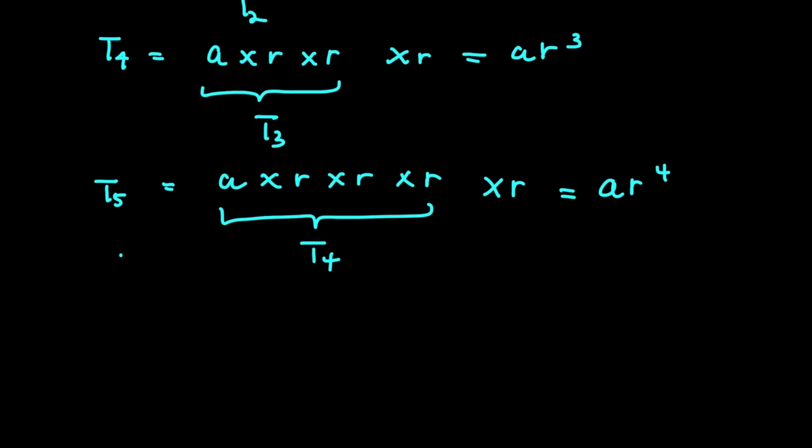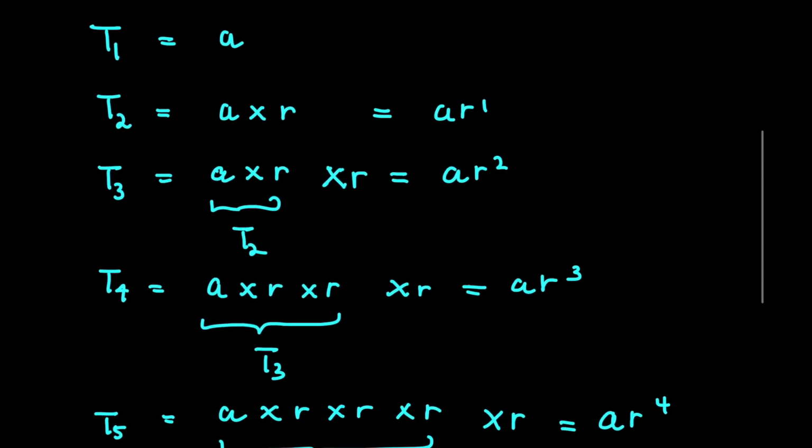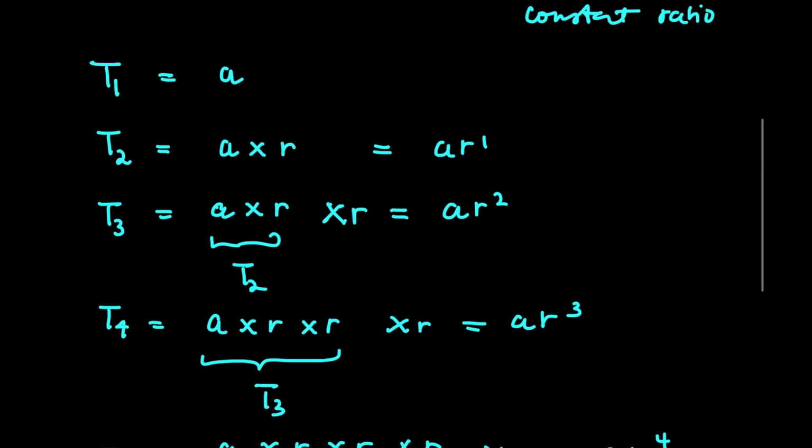So now I want you to observe what is going on here. What will be the Tn of a geometric sequence? So you've got A. Let's check here. The exponent of R: I put it to you guys that if you say R to the 0, R to the 0 is going to be 1. So this is 1 here.